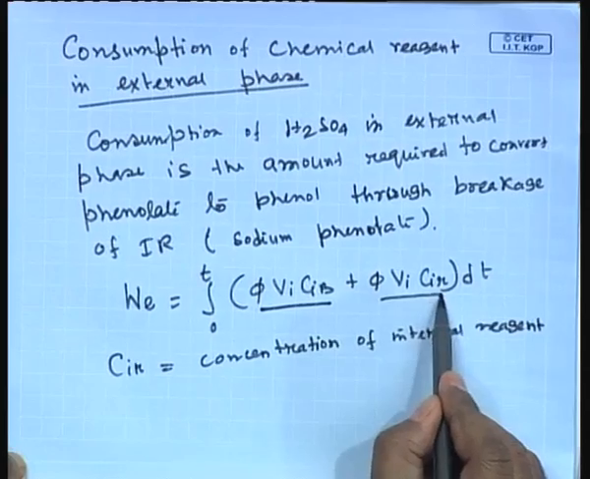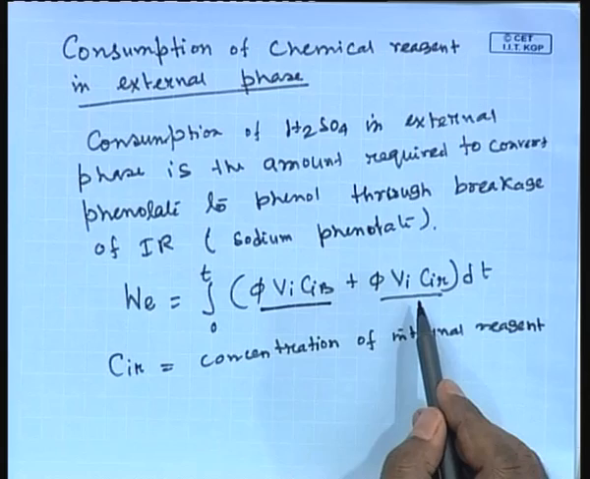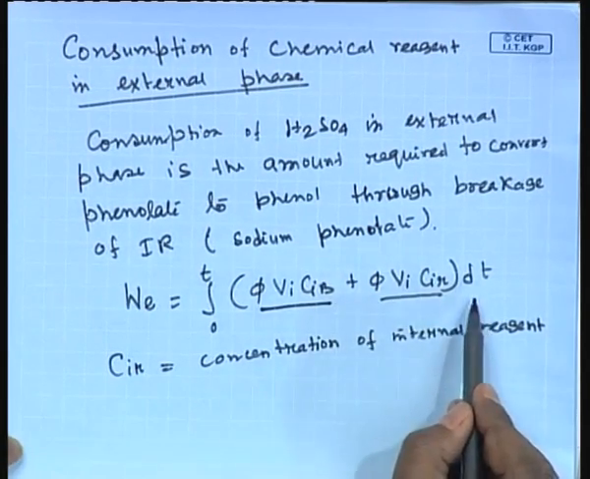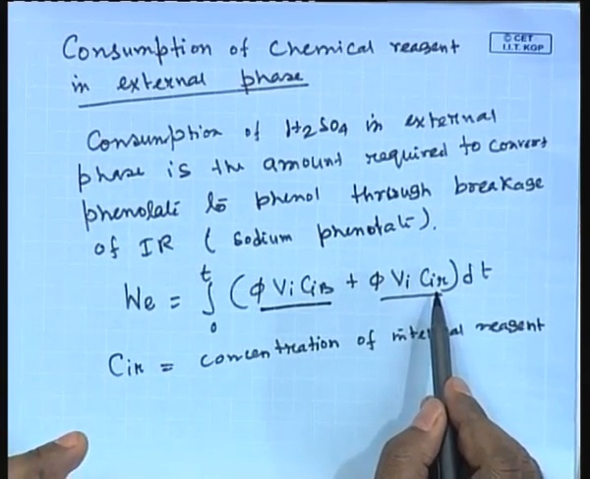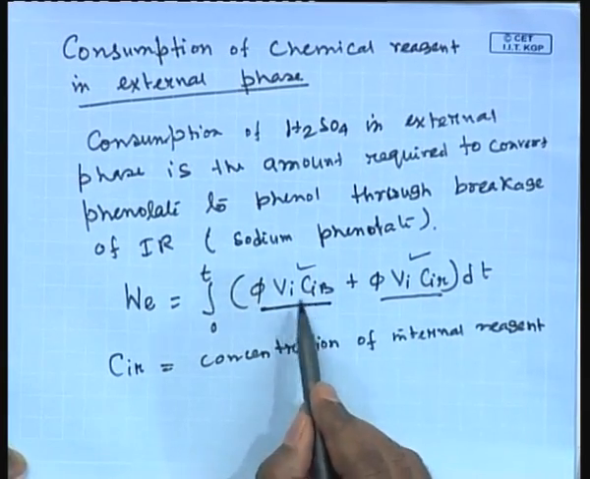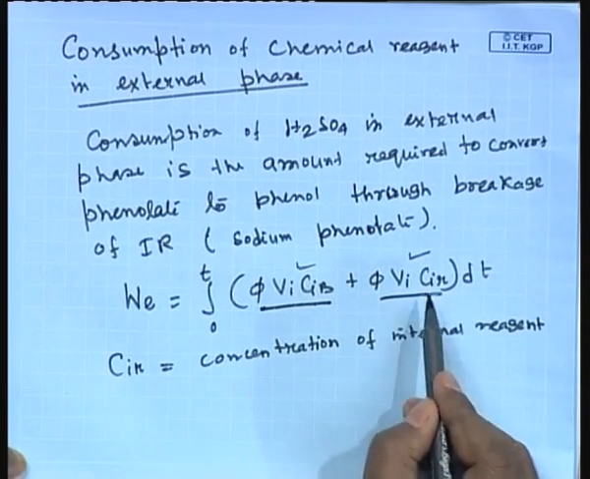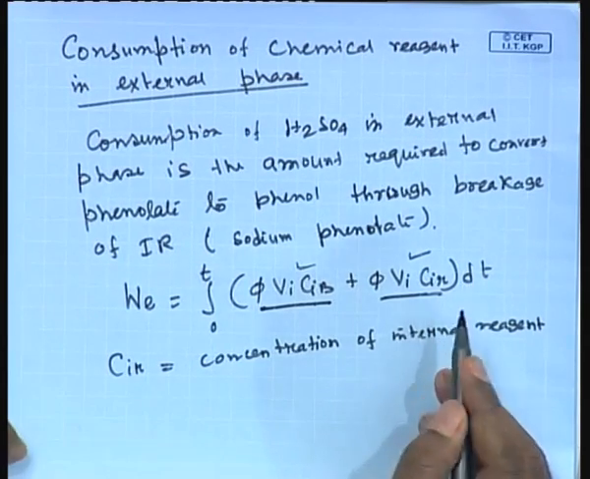And what does this term mean? This term means that the internal phase itself leaks. Some amount of internal phase itself leaks, containing the sodium hydroxide, that directly comes to the external phase. So, whenever there is a breakage, not only will the sodium phenolate be present, some amount of sodium hydroxide will also be present, because not all the sodium hydroxide will be converted into phenolate. Okay. So, both of the terms will be present. This comes because the sodium phenolate will be coming into the external phase, and this term is because the sodium hydroxide, or the internal reagent, will be coming out because of the breakage to the external phase.